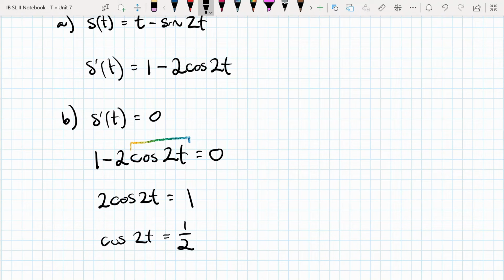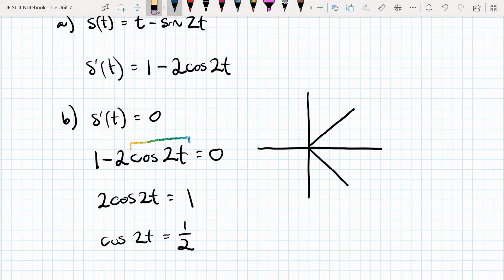Okay, so how to approach this? Well, cosine represents the x value on the unit circle. So cosine of 1/2, this is going to be the values on the unit circle that give you an x value of 1/2. So that's going to be up here and here. So pi over 3 is one of them. Pi over 3, that's 60 degrees. That's an x value 1/2 and a y value of root 3 over 2.